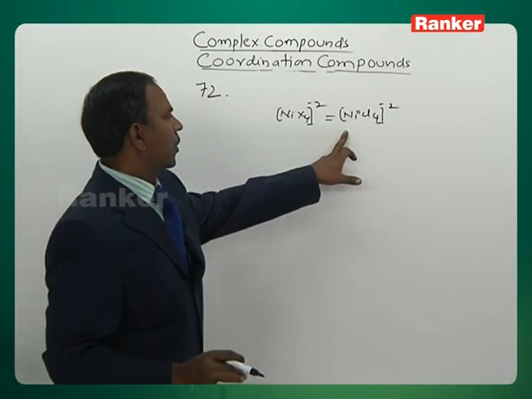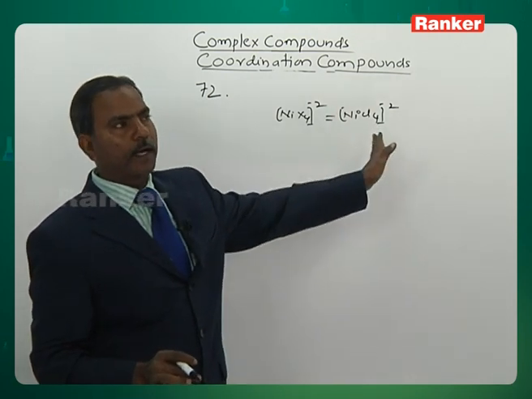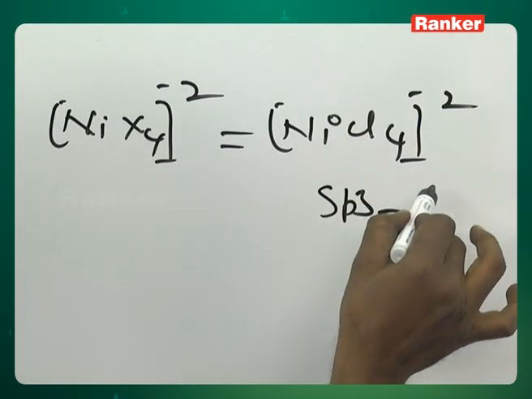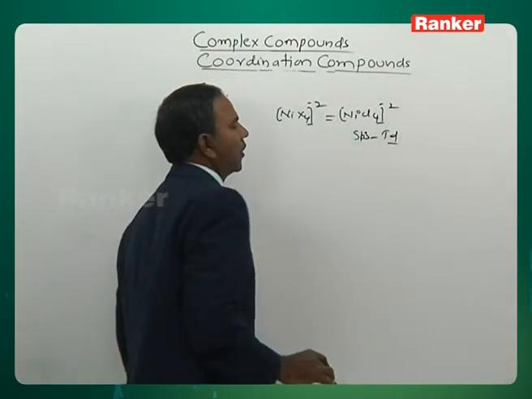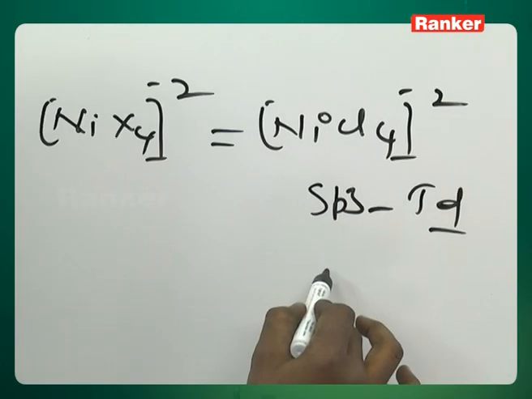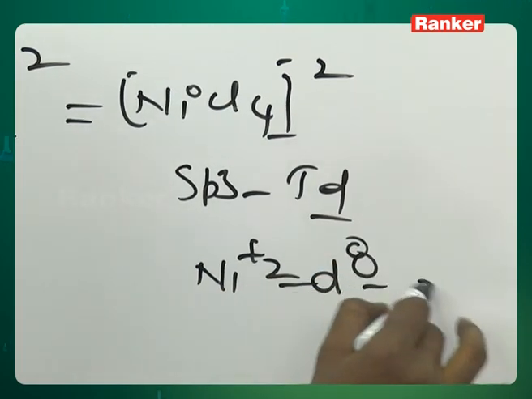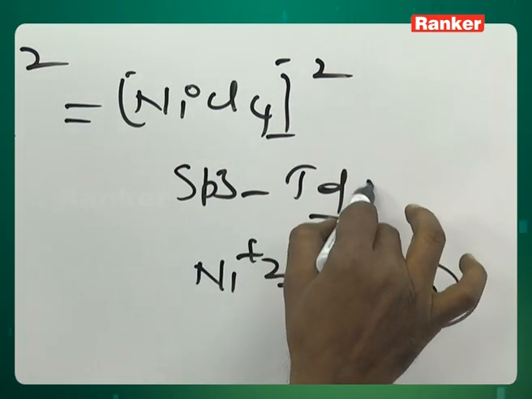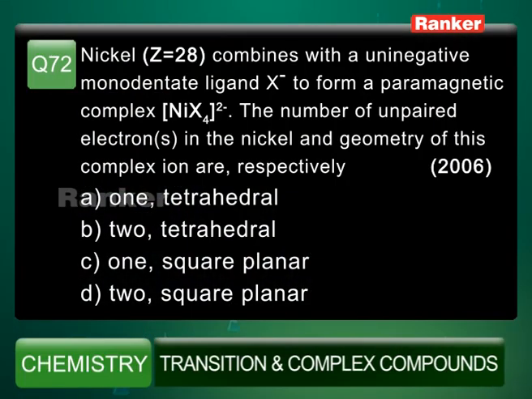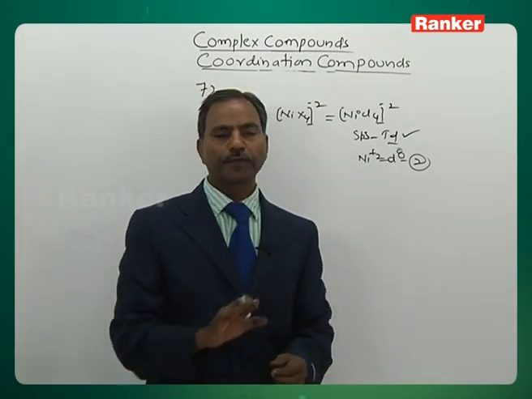Nickel with coordination number 4 and a halide ligand, then it must be sp3 hybridization and tetrahedral geometry. Here nickel is Ni2+ with d8. d8 means 2 unpaired electrons, and the geometry is tetrahedral. Let us see the options. Option 1: tetrahedral, we agree, but the number of unpaired electrons is 2, so option A is not correct.